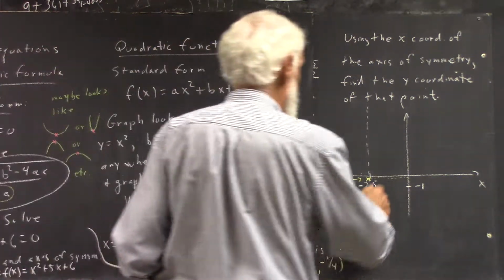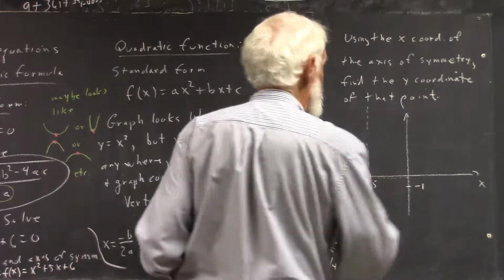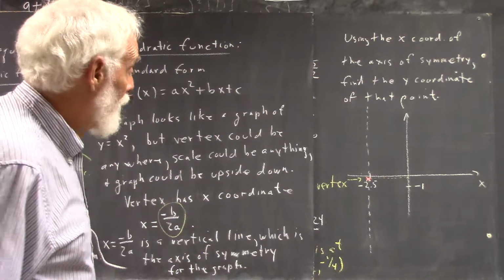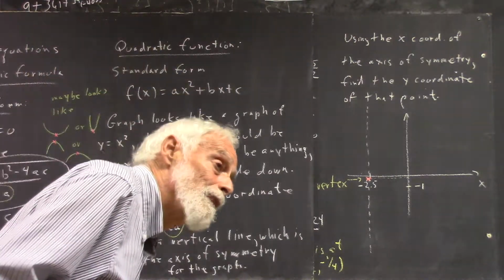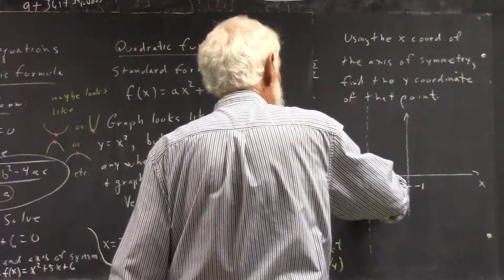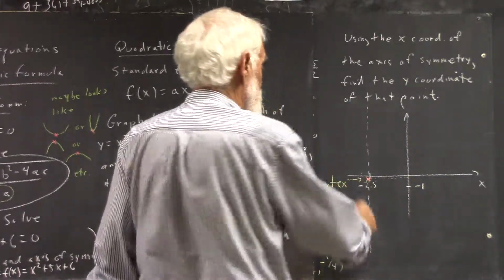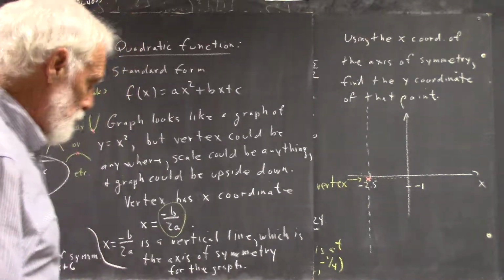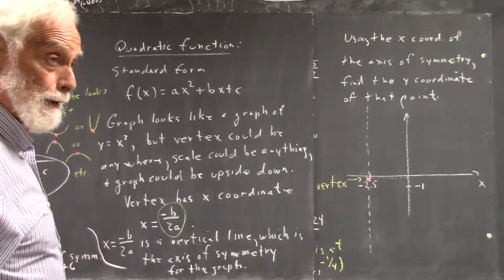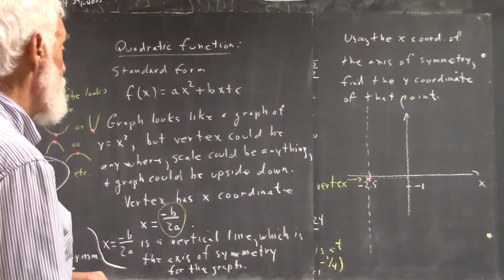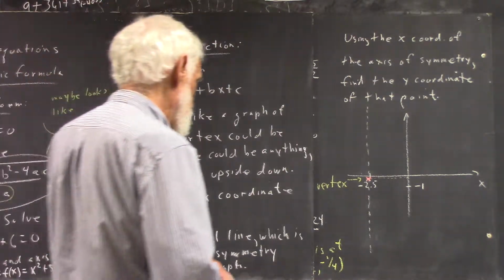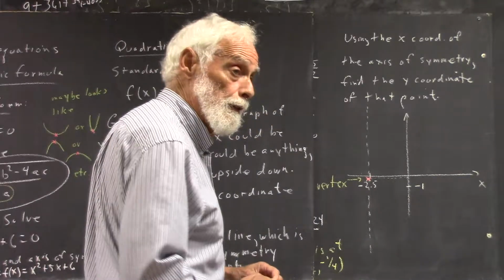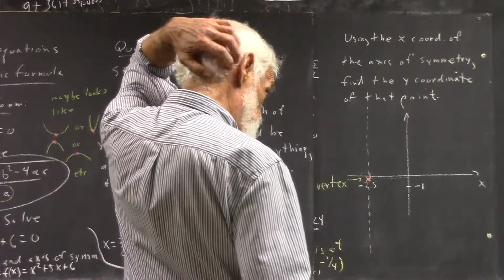So now, here's the vertex, just to make the colors match up. Okay? Now what's the graph look like? Well, maybe it's steep like this. Maybe it's way spread out like this. Okay? We don't know, but we can find out really easily. Okay? So how do we find out? Because once we find out, then we pretty much know how to sketch the graph. Okay?